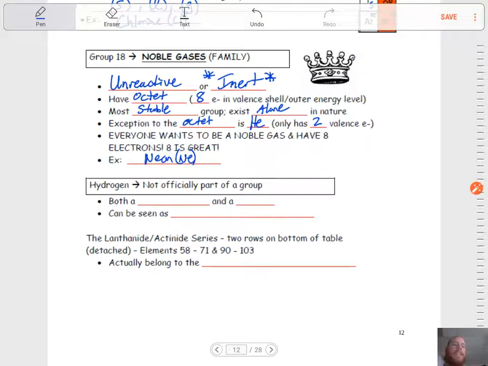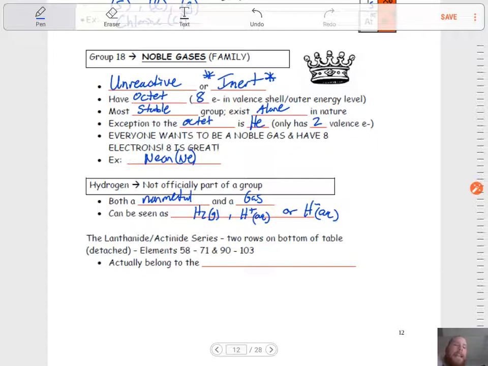Now, hydrogen is not officially part of a group because it's both a nonmetal and a gas. It often reacts like those alkali metals, which is why it's put over there in group 1 a little bit. But it has many different forms. You could have hydrogen gas, which is very flammable. Think the Hindenburg. You could see it as a positive ion in solution. Later in the year, we will talk about those when we do acid and base chemistry. You can also see it as a negative ion. We'll talk about how that differs when we do naming.